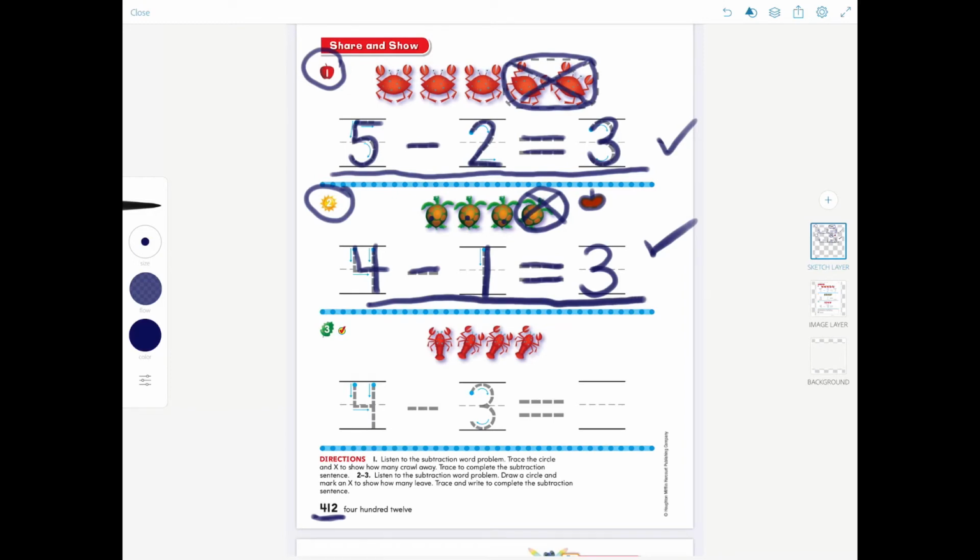Okay, and the next one, it looks like we have lobsters. I'm not interested in lobsters. They're not delicious looking to me, but on number 3, we're talking about lobsters.